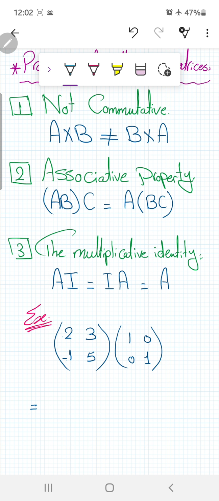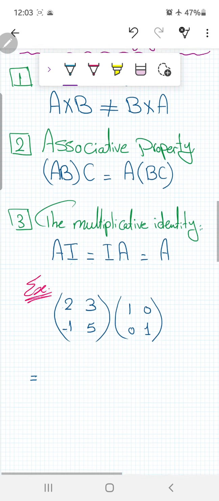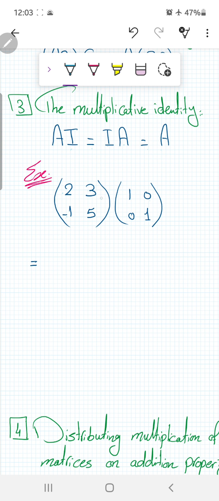The multiplicative identity. We said before, identity I, the unit matrix. What's the meaning of unit matrix? Its diagonal is 1. So here we have A times I equals I times A equals A. For example, we have here the matrix 2, 3, negative 1, 5 multiplied by the unit matrix. As we said, its diagonal here is 1.